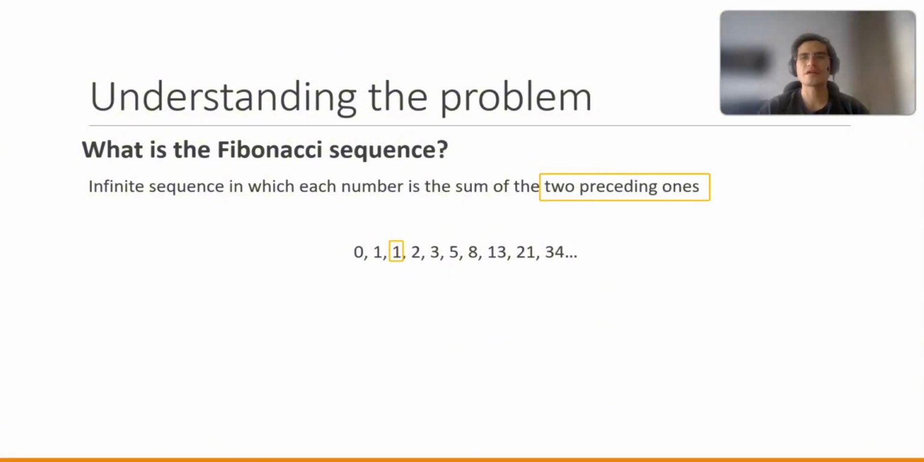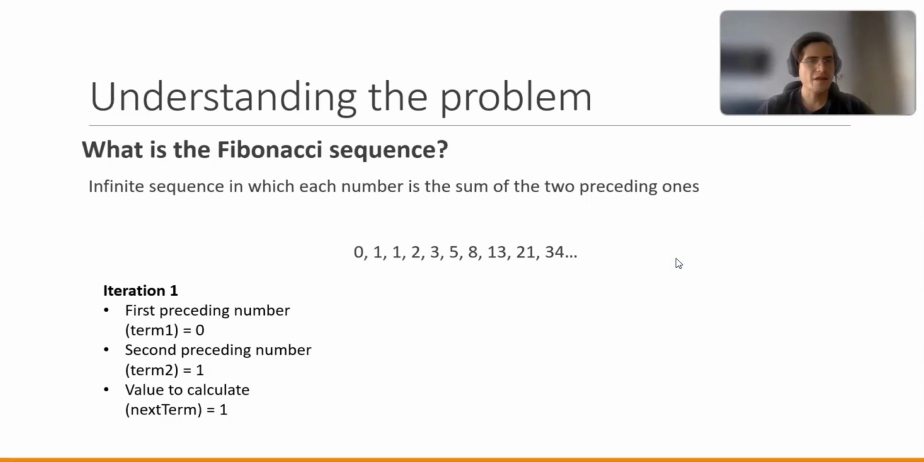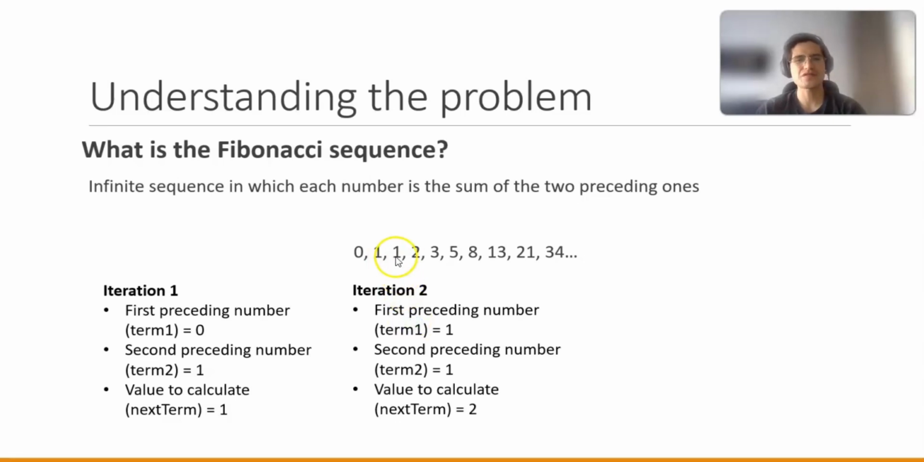So that will be calculated in our first iteration. So let's see it here. This is our iteration number 1, so we will want to calculate this number 1 here. I'm calling it next term, which is the name that we will use in our programming language. And then the two preceding numbers are term 1, 0, and term 2, 1. So in my next iteration, after I calculated this, then I want to calculate number 2. And then the values for term 1 and term 2 should be updated, because now my term 1, my first preceding number, is this one here, and my term 2 is this one here, right?